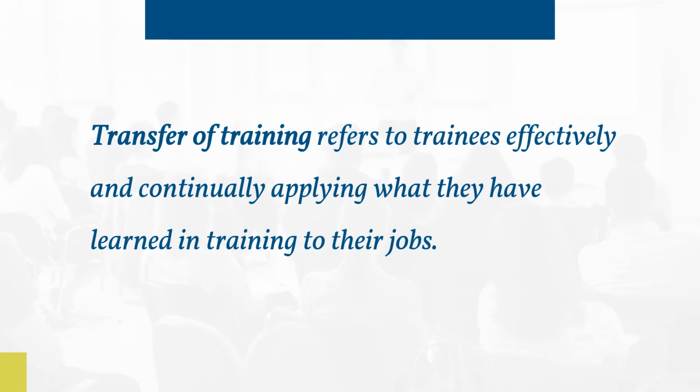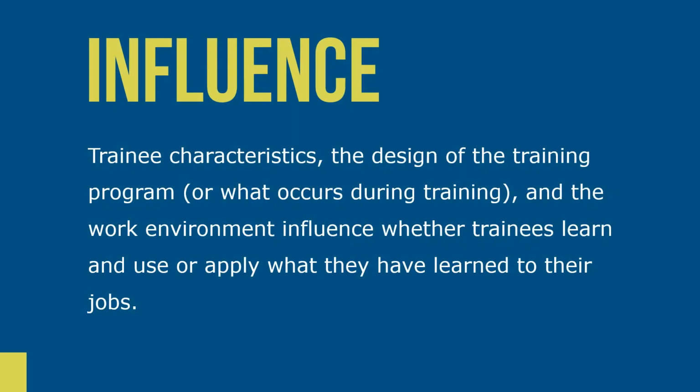A key part of learning is that trainees commit to memory or remember what they've learned and can recall it. Transfer of training refers to trainees effectively and continually applying what they've learned in training to their jobs. Trainee characteristics, the design of the training program or what occurs during training, and the work environment influence whether trainees learn and use or apply what they've learned in their jobs.